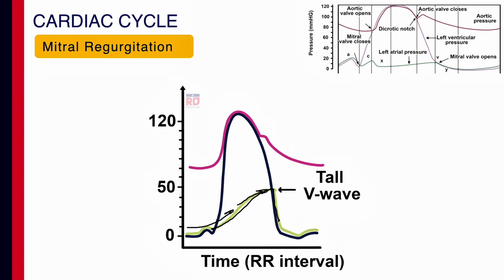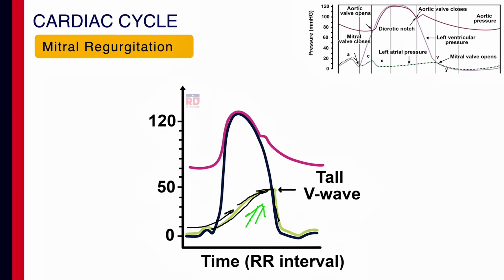Let's think about it. During systole, the left ventricle should be contracting and ejecting blood forward into the aorta. The mitral valve should be closed, so no blood should be going into the left atrium. But the valve is incompetent, and some of the blood leaks backward into the atrium. That regurgitant flow raises left atrial pressure during systole, and you can clearly see that pressure bump on the curve. This finding, a rise in left atrial pressure during systole, of course is not normal, and it's one of the classic hemodynamic signs of MR.